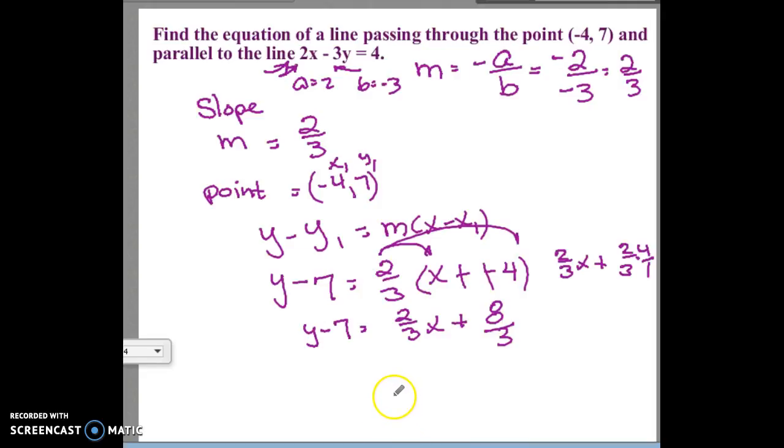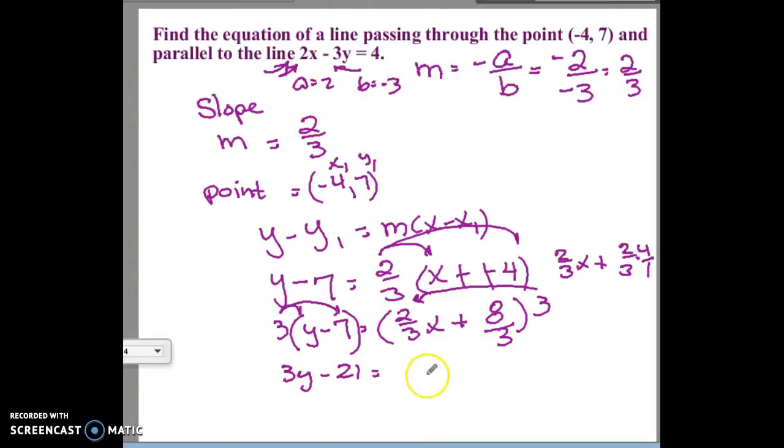I'm going to get rid of those fractions right away. 3 would be a common denominator there, so I'm going to multiply both sides of the equation by 3. And when I do that, I have 3 times y, and then 3 times 7. Over here, I have 3 times 2/3. My whole point in multiplying by 3 is to get rid of that denominator of 3. Leaves me with just 2x. And then I have the 3 times the 8/3. Again, getting rid of that denominator of 3, that leaves me with plus 8.